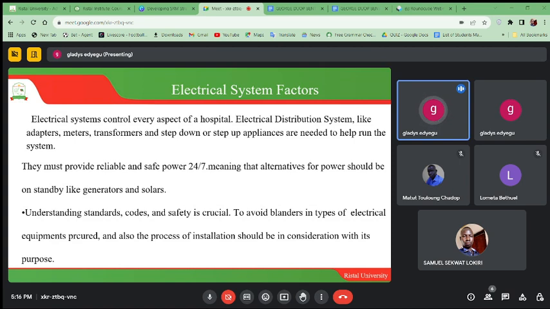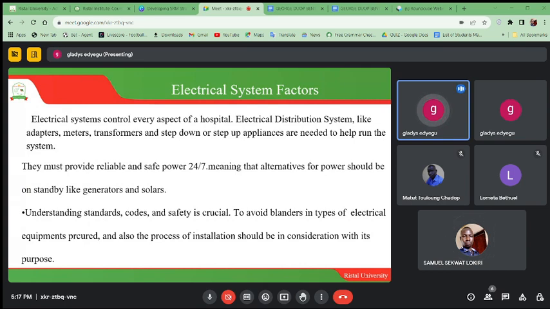So when we are procuring them, we need to procure the right equipments, and we need to install them through the right processes. We have to follow the procedures. We have to look at the standards so that we put them in line with the appropriate regulations and guidelines for the hospital. So in that way, we shall not cause accidents in our facilities.